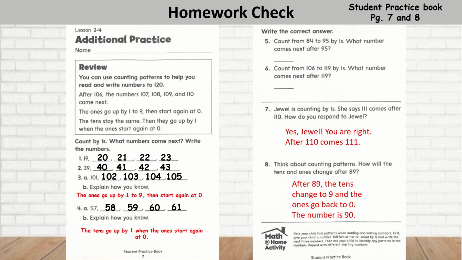All right, the next question says, Jewel is counting by ones. She says 111 comes after 110. How do you respond to Jewel? Yeah, she's right, because after 110, the next number is 111. Think about counting patterns. How will the tens and ones change after 89? After 89, the tens change to 9 and the ones go back to 0. The number is 90. Okay?